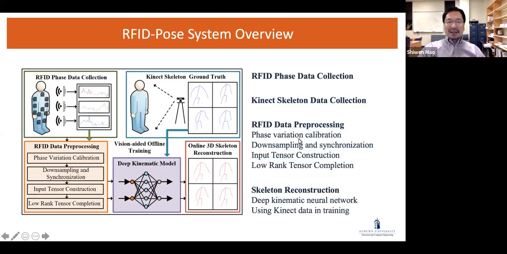And then we use video data, Kinect data. This Kinect data will provide us with the labeled data for supervised training. We train our machine learning model, a deep kinematic model, using this video data. But in the real operation phase, we don't need the video data. There are no privacy issues.